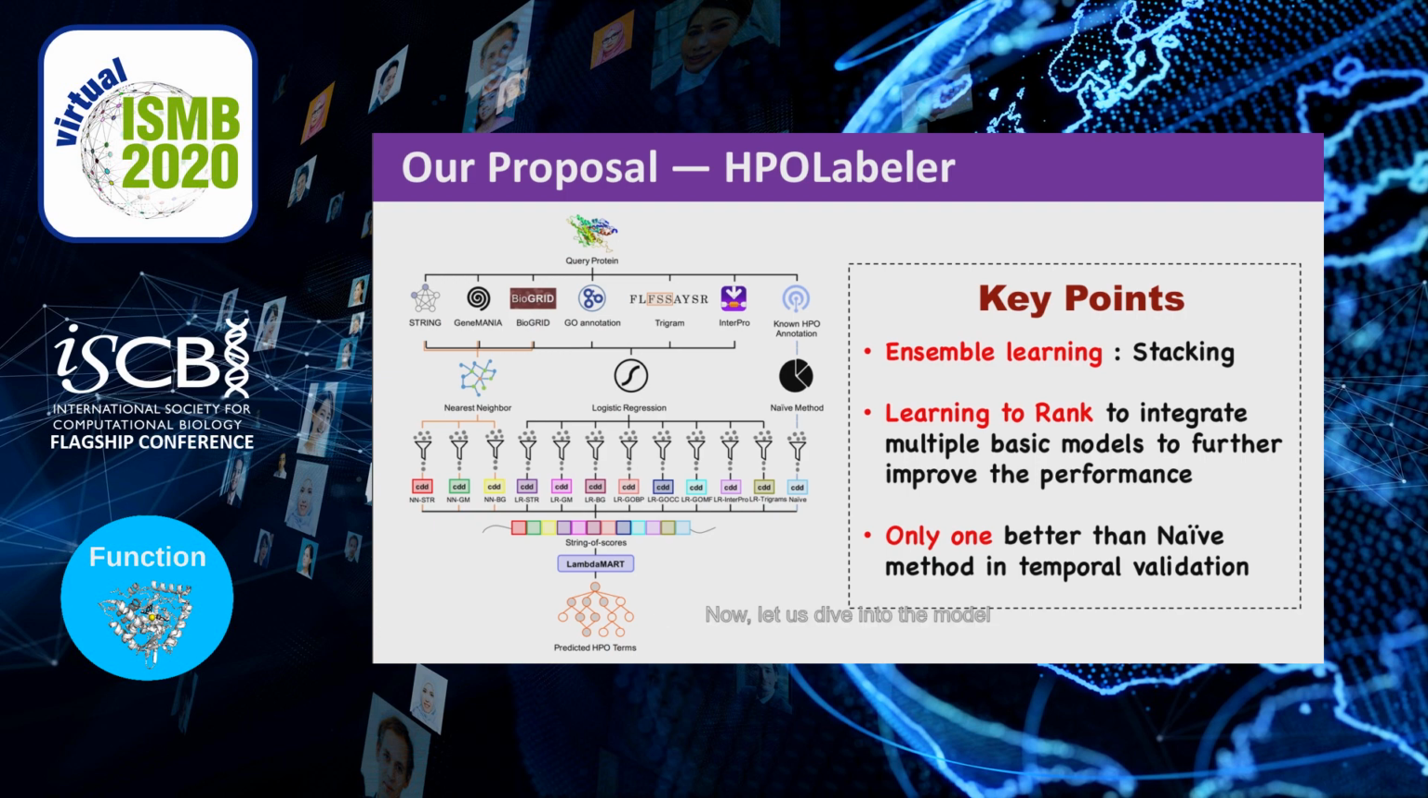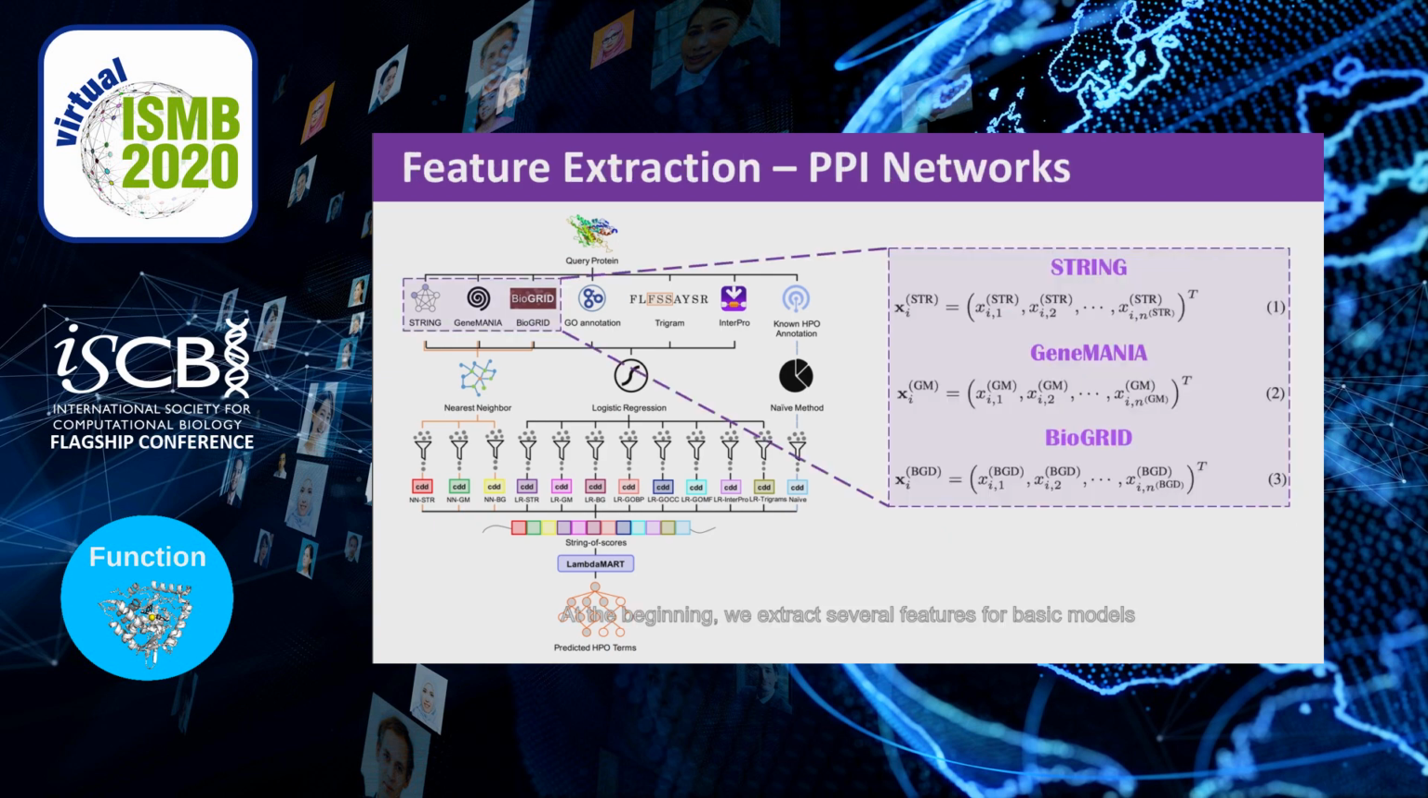Now let's dive into the model. At the beginning, we extract several features for these models. The first kind of features is generated from protein-protein interaction networks. Here we choose three PPI networks: STRING, GeneMANIA, and BioGRID. The jth entry of the feature vector xi represents the interaction score between proteins pi and pj.